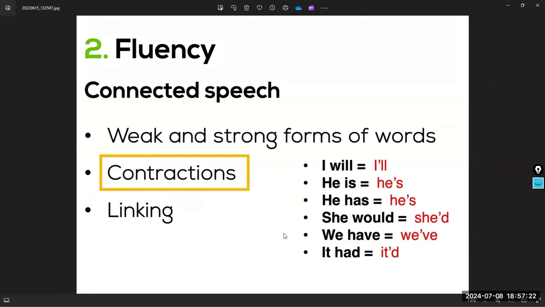As I told you, be careful about the contractions. If it is she'd, you have to say she'd. If it is she would, you have to pronounce it as she would. We've, which is we have, it'd, which is it had, he's, which is he is, I'll, which is I will, he's, which is he has.